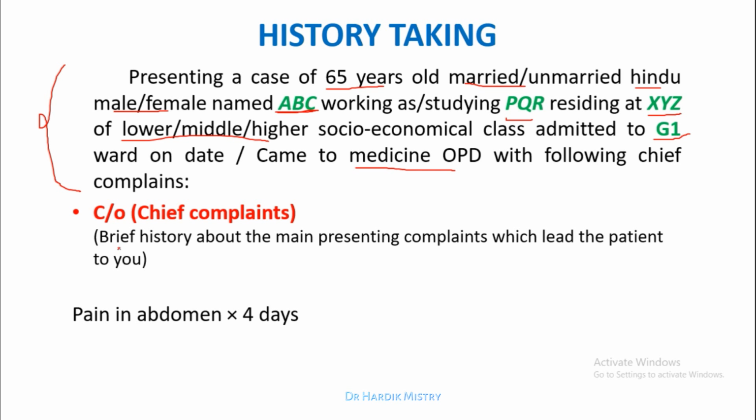For example, pain in abdomen since 4 days. So here it's not a X, pain in abdomen since 4 days. The oldest complaint you have to write first, and whatever the recent complaint, you have to write later on. So vomiting since 2 days, for example, and the next complaint will be weakness since 1 day. So you have to write in this manner: pain in abdomen since 4 days, vomiting since 2 days, weakness since 1 day. Likewise, you have to write.